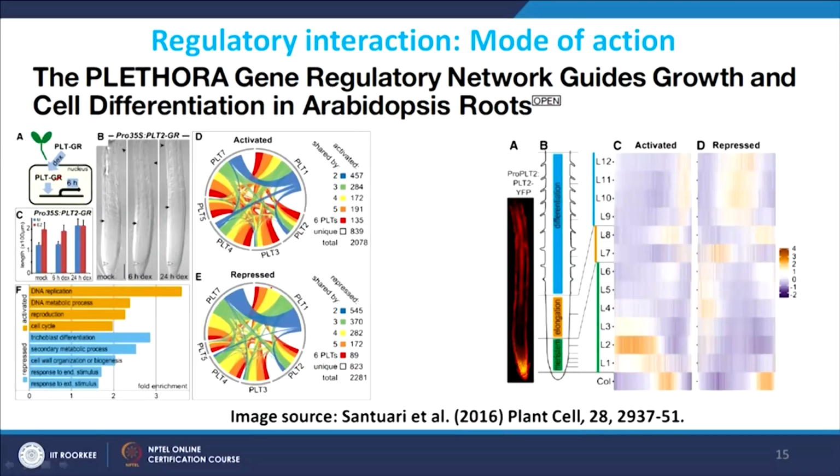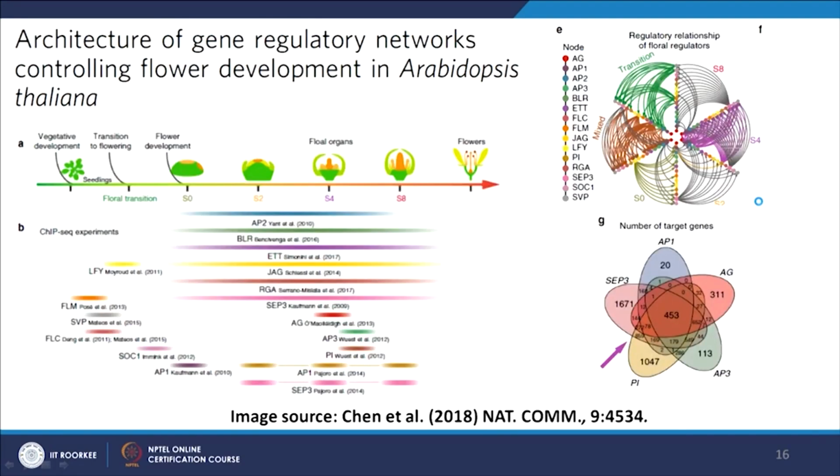But through this global analysis, there was a very interesting observation: all the activated genes, if you look here, are expressed in the meristematic domain. Which means that in the meristem domain, the genes are mostly getting activated, whereas repressed genes are mostly expressed in the elongation domain. So, by doing this kind of expression or genetic network analysis, you can predict genetic regulation.